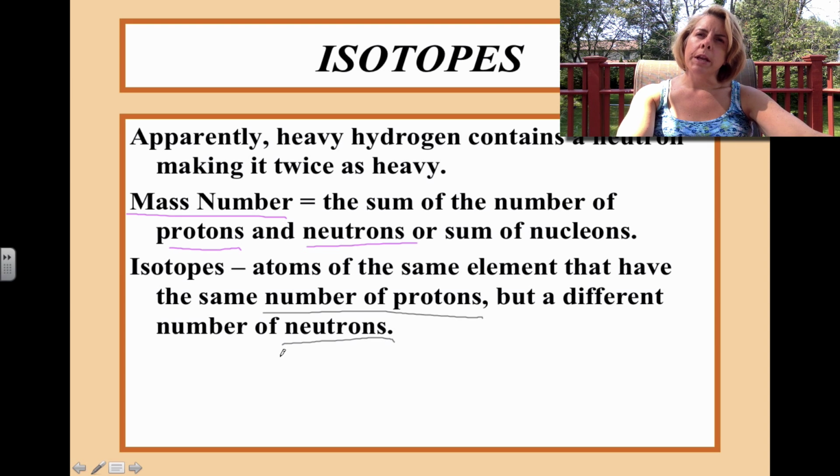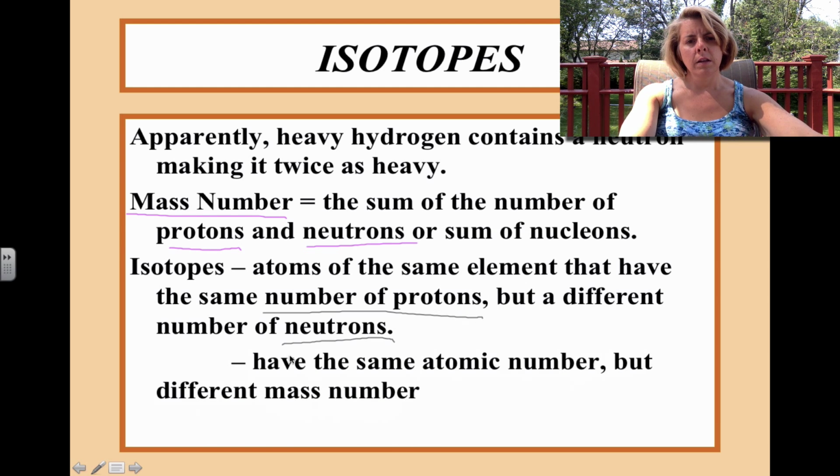So a lot of the radioactive elements that you're familiar with have a specific mass number based on the number of neutrons that are added to the nucleus. So please remember, with isotopes, they will always have the same number of protons, therefore their atomic number will be the same. However, the mass number will always be different.